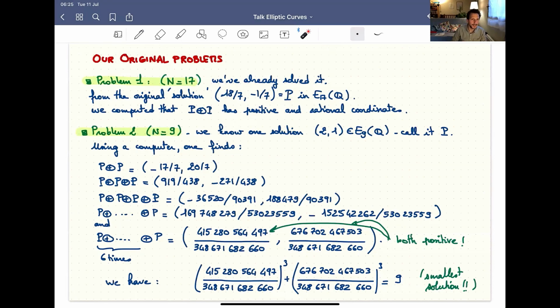I didn't copy it again because it was a big fraction. Remember, we had huge coordinates.